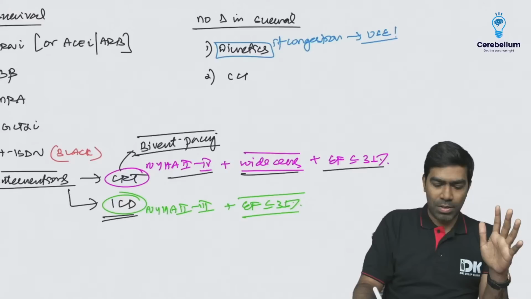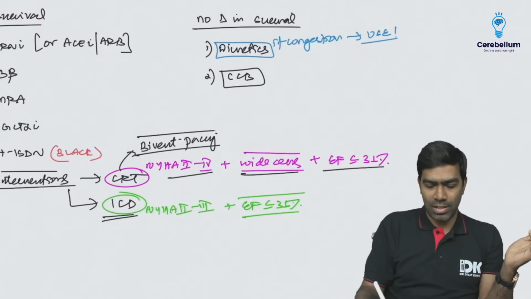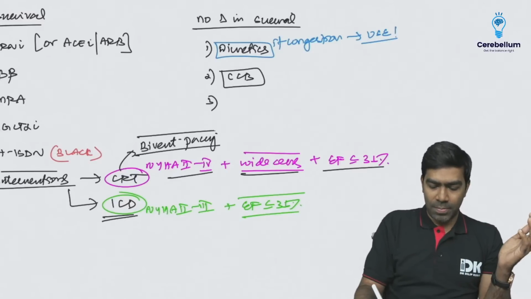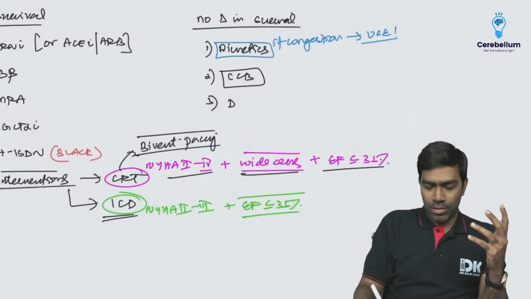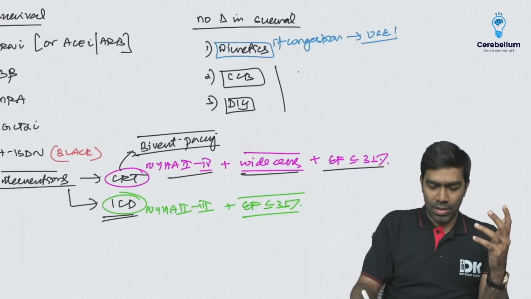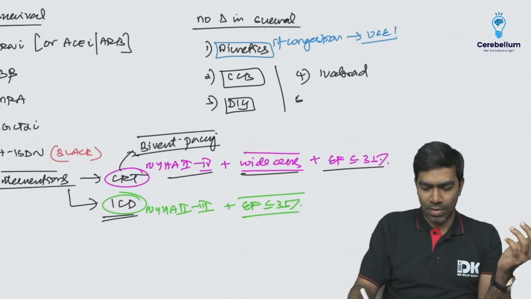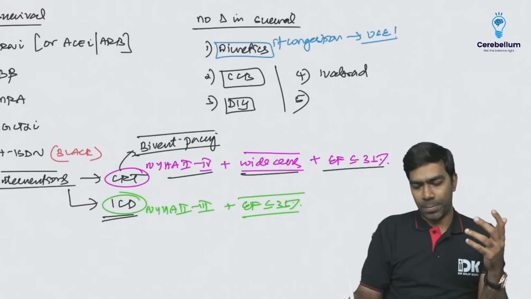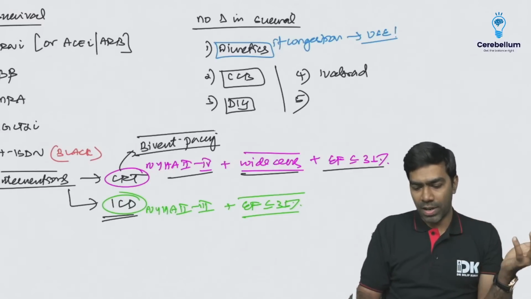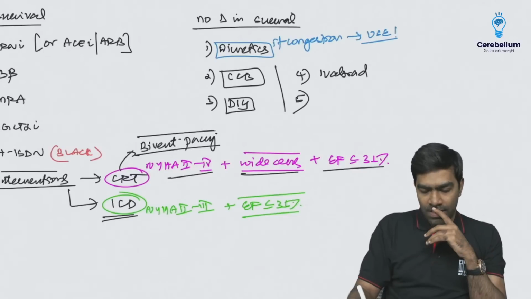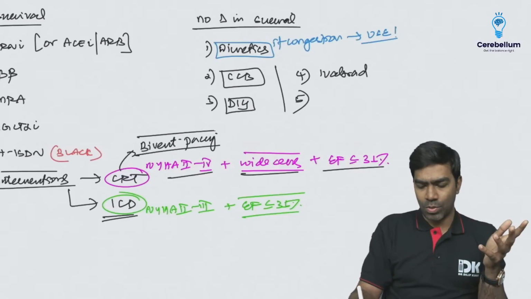Number two, any CCB. We don't use CCBs at all. No change in survival. And number three, digoxin. Dig has no change in survival. Number four, ivabradine. No improvement in survival. Even though we use for symptomatic relief, no change in survival. Survival has not been proven. Number five, we have some more things, right? So what are the things we use that commonly?